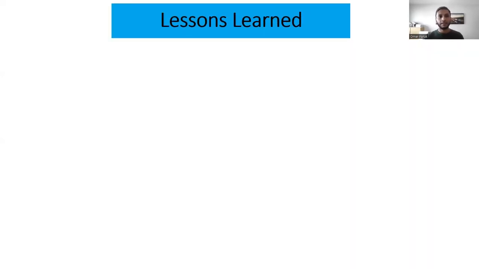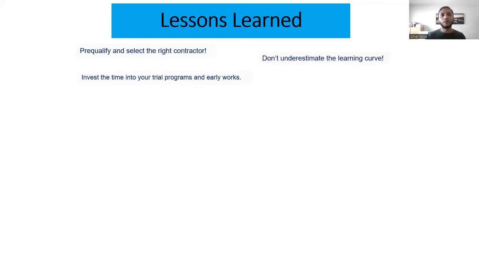So what are the lessons learned from the Site C RCC program? We need to pre-qualify and select the right contractor. Do not underestimate the learning curve, because not everybody coming from a regular concrete background to roller concrete can say this is easy, but it is not easy. Invest the time into the trial program and early works. Before we make our final structure, the first thing we need to do is laboratory testing and a small trial program to see how the mix is actually behaving. So invest time in the laboratory works, the trial program and the mix design.